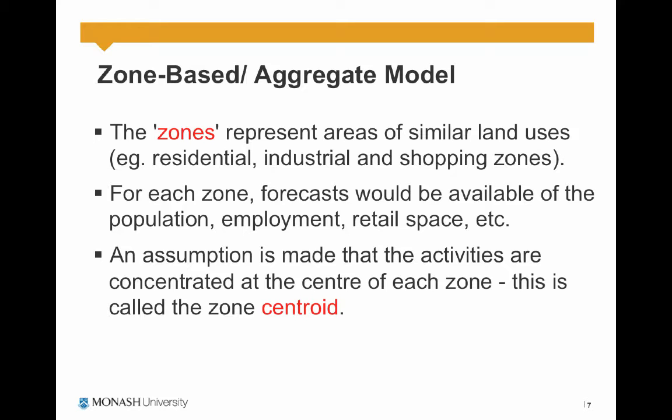There is a big assumption here in aggregate travel demand models, that all the activities in each zone are concentrated at a node or at a point, which we usually call the centroid or zone centroid. It doesn't have to be at the center of each zone. It's only a node or a point inside the zone. It could be anywhere. But the assumption is that all these activities, all the trips that get generated and attracted to a zone will be concentrated in that centroid.